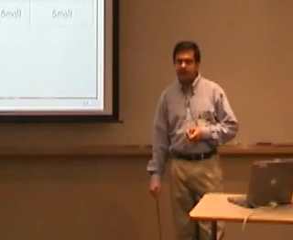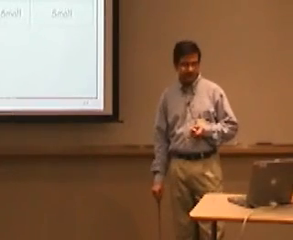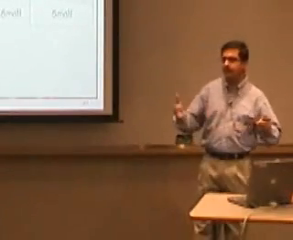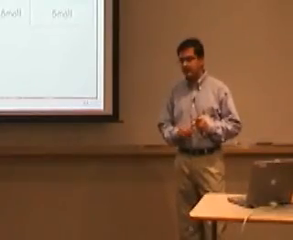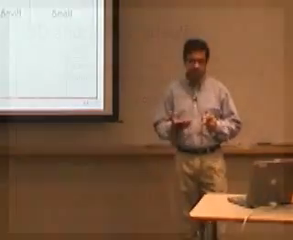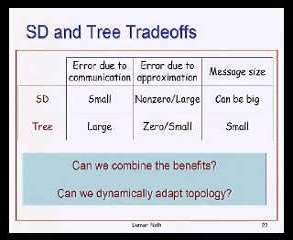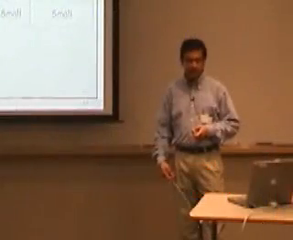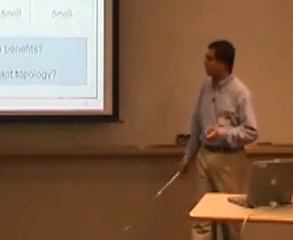Another trade-off comes from the message size. For some of the aggregates we have, synopsis diffusion uses bigger messages than tree. So depending on the amount of energy you have, the application may or may not decide to run synopsis diffusion. It can choose tree. Those trade-offs have led us to the following two questions.